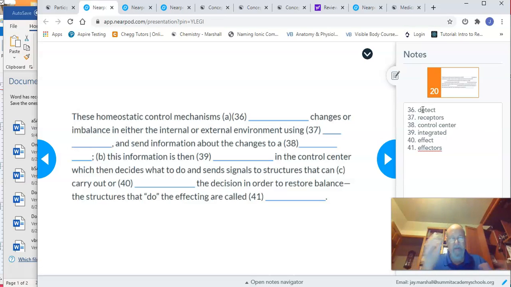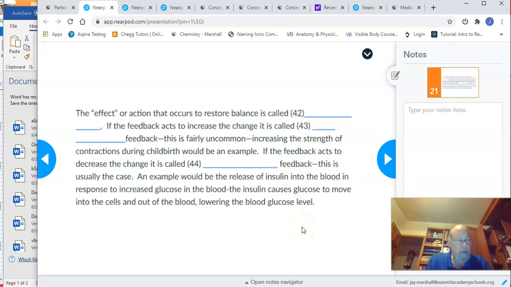Okay, so this is the essence of a homeostatic control mechanism. I detect changes with receptors. I send that information to a control center. The control center integrates it. It then makes a decision about what to do, and it causes that decision to happen using effectors. It effects the change using effectors. Okay? The effect or action that occurs to restore balance is called feedback.